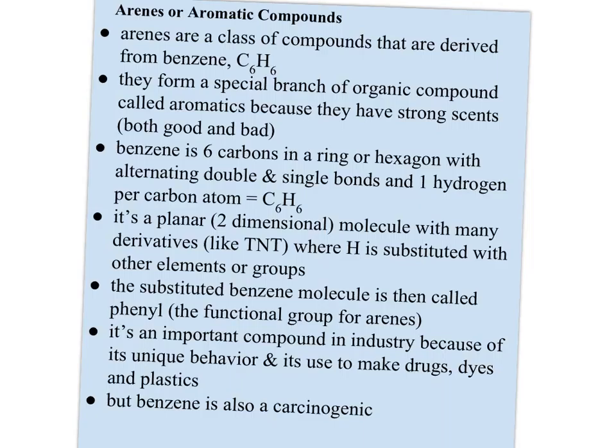As it turns out, it's planar. The C6 and the H6 is all in one plane, and there's many derivatives like TNT where hydrogen is substituted with other elements or groups to give you that variation. And so then the substituted benzene molecule is a functional group called the phenyl, and that's the functional group for arenes. It's an important compound in industry because of its unique behavior, and it's commonly used to make drugs, dyes, and plastics. Another quick aside, it's also carcinogenic, so its handling and disposal both need to be carefully regulated or paid attention to.